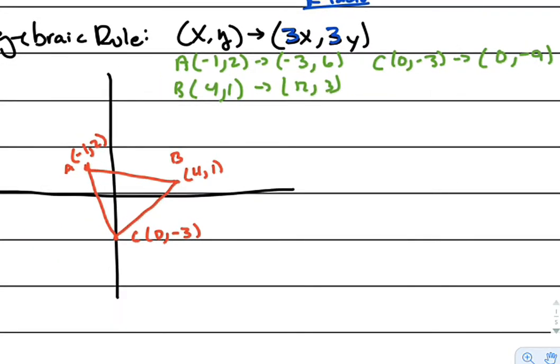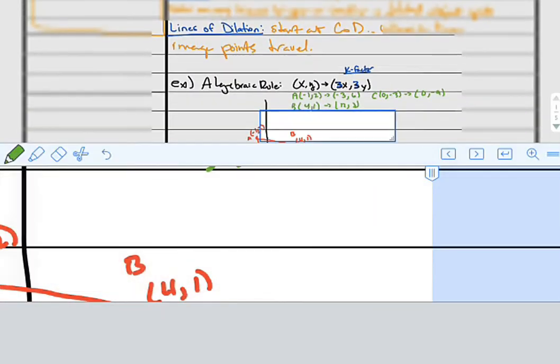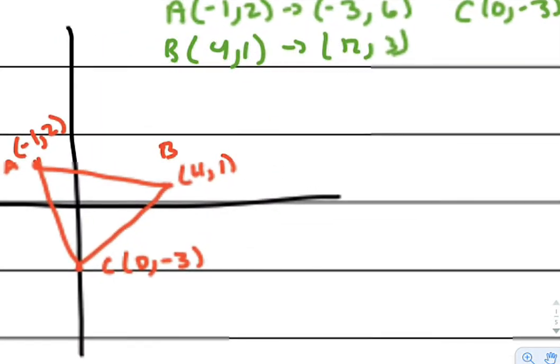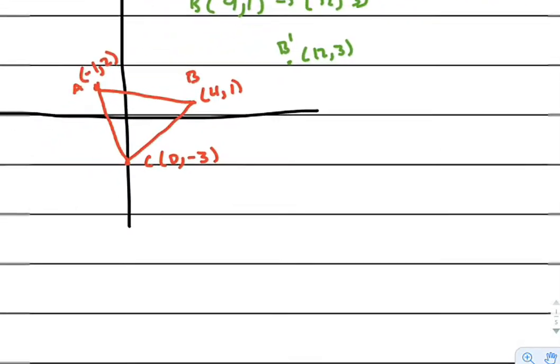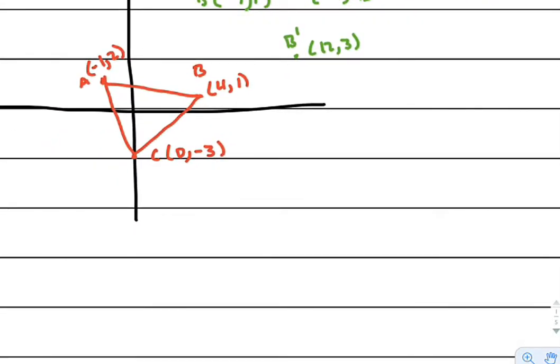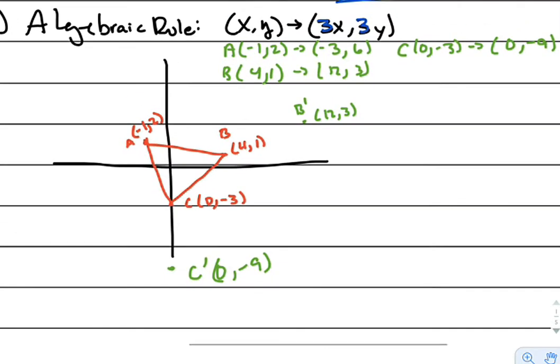So when I graph these out, and I'll graph them in green, B is going to be at 12, 3, so probably about right there, so that's B prime, 12, 3. This one's easy. This will be 0, -9. So out there. And these are all just guesses, you know. I'm not entirely sure precisely where these will go, but you get the point. So -3, 6. So there-ish.